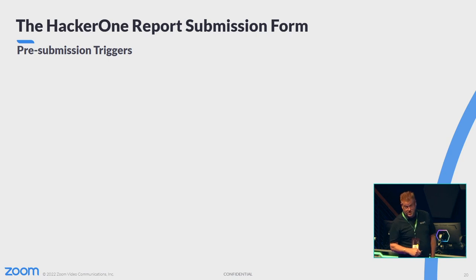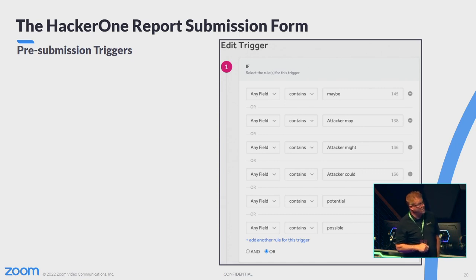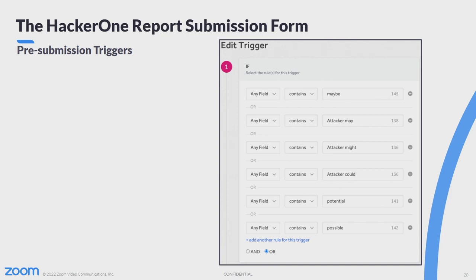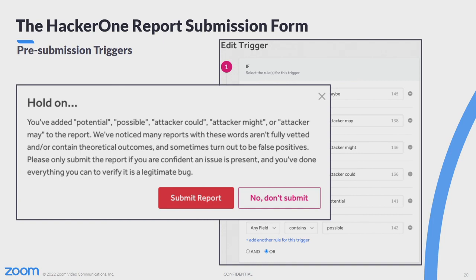Pre-submission triggers. Some of you may have seen this. And this is what it looks like in the back end of the HackerOne platform. So I have probably 15 or 20 triggers, and one of the things that I've been trying to reduce is theoretical reports where it says, hey, I found this thing, and I'm not really sure, but they might be able to do this, or they may be able to, or it's possible they could, or things like that. So if you use any of those words, you're going to get this pop up on your side. And I have no metrics around how many people clicked no, don't submit and go back, because the platform doesn't give me that. Hopefully some people are. Hopefully you're not just clicking yes, submit report, whatever, I don't care, because that just means more work on our side.